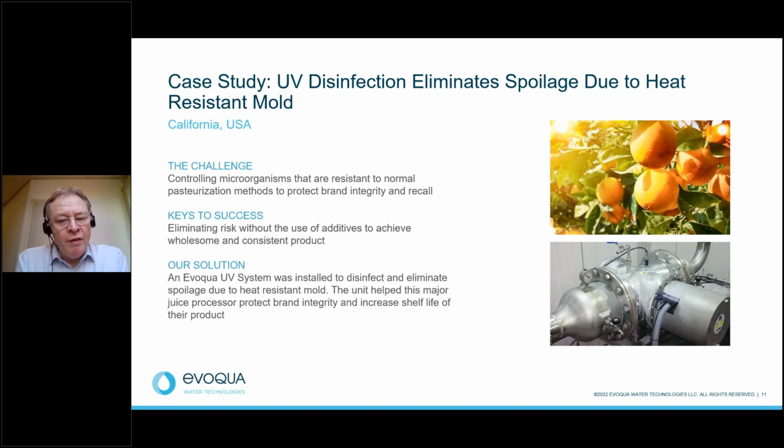So by adding a UV unit in the process, the problem of heat-resistant organisms was eliminated. And the juice processor in this case could protect the brand and provide increased shelf life, which are key drivers for products in a market driven increasingly by a need to reduce preservatives in products, for example.